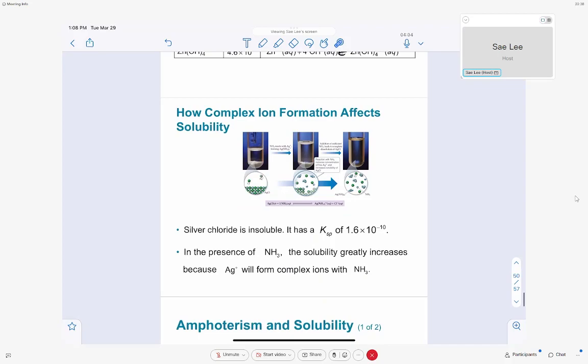Professor, do we have to memorize those charts? No, no. Okay, thank you.